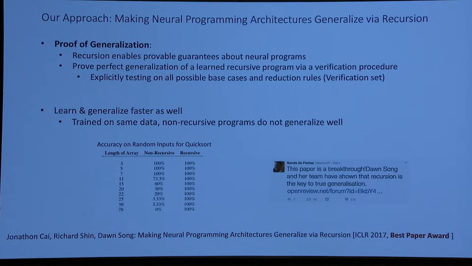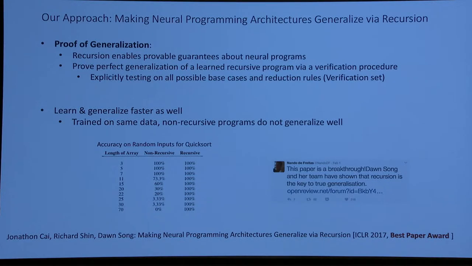So in our recent approach, making neural programming architectures generalized via recursion, we showed that by introducing recursion into neural program architectures and by learning recursive neural programs, we can, for the first time, generate a proof of generalization. So for the learned programs, once it passes a verification procedure, we can show that the learned neural program can generalize perfectly, meaning that for arbitrary inputs, it can output the correct results. And in this case, recursion really enables provable guarantees about the neural programs.